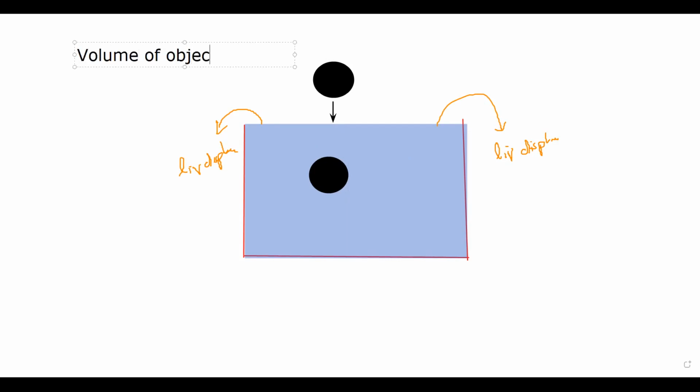So when we add the object, the liquid will be displaced, this liquid will come out. When this object is added to the liquid, a certain volume of the liquid is displaced, and that volume is equal to the volume of the object. The volume of the object is equal to the volume of the liquid displaced.